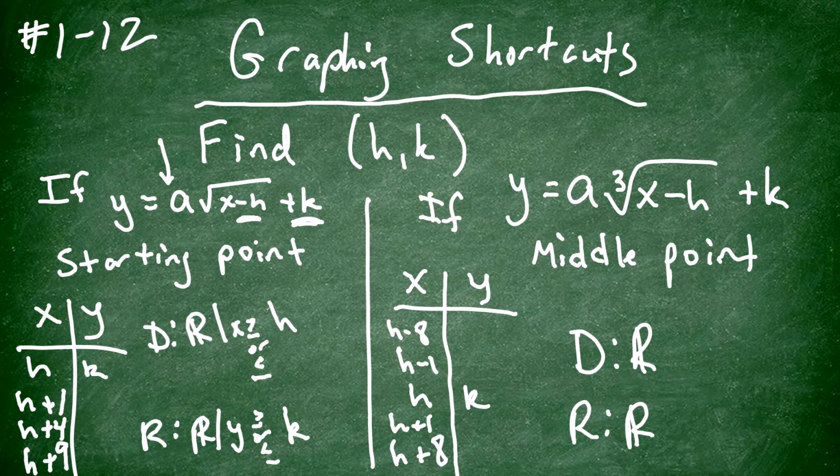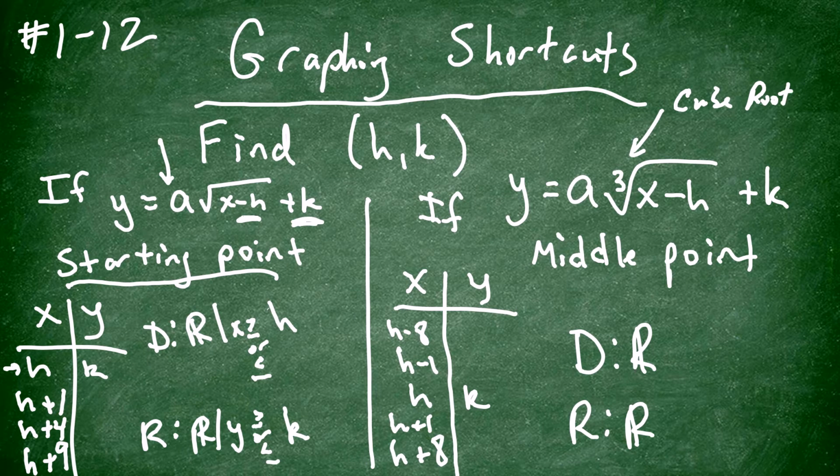Okay? And then, if it's a square root, you use a starting point. And that's where h and k is in the starting point. You add 1 to h, you add 4 to h, you add 9 to h, because those are perfect squares, because it's a square root. And then that will make it so your XY chart's pretty nice. Now, if it's a cube root, it has a little 3 there. That tells us it's a cube root.